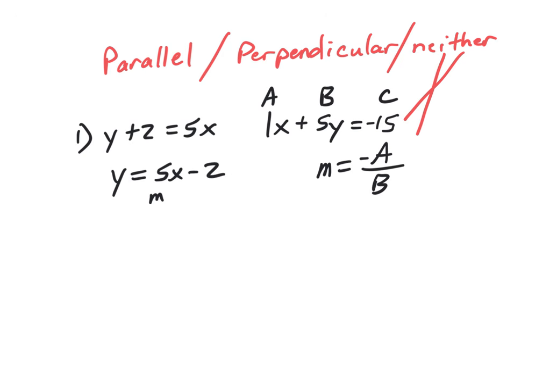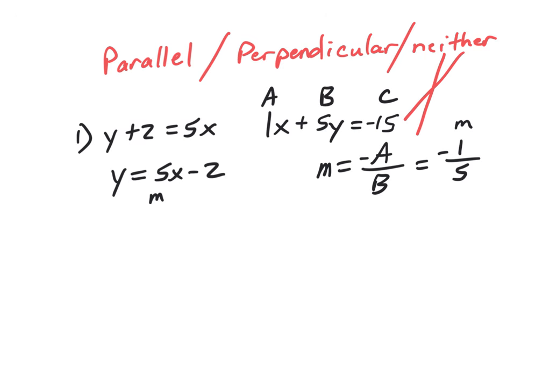Now, could I solve for y like I did over here? Yeah, but I think that takes a little bit more time. You've got a couple of steps to get there. With the shortcut, all I have to do is take the opposite of 1 over 5, and that's my slope. You just have to remember what the shortcut is. And then we're going to compare the two.